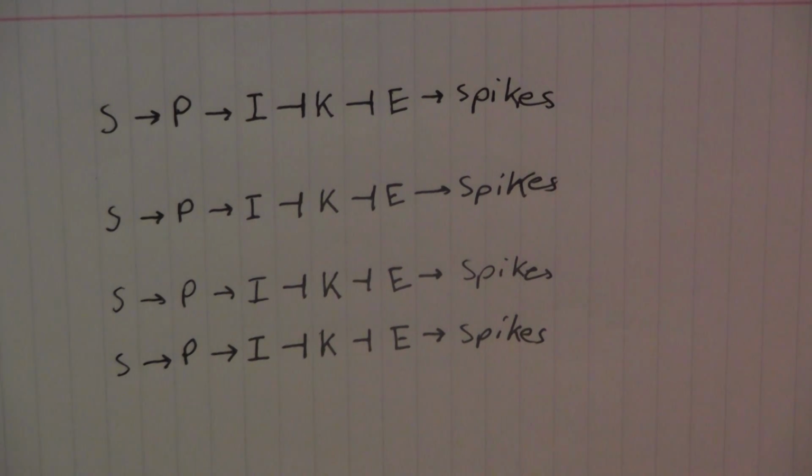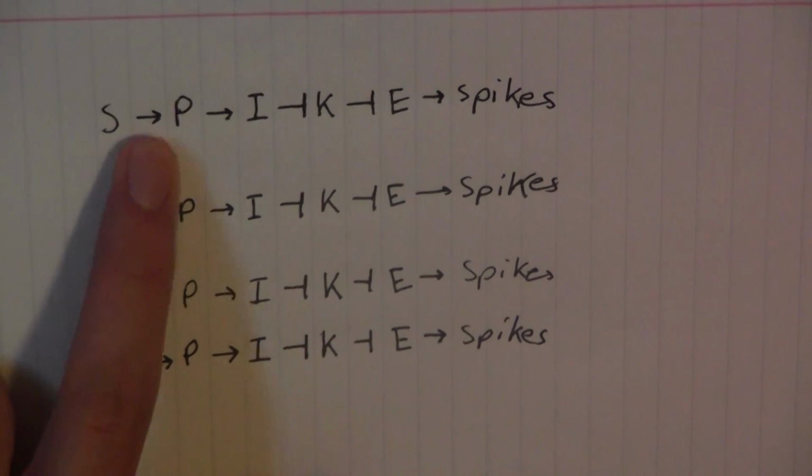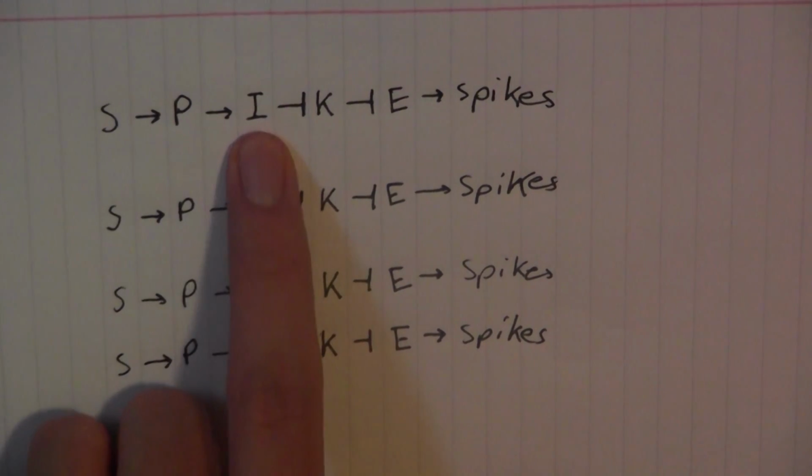So on the paper I have a hypothetical developmental network for the formation of spikes on certain cells of the ectoderm of a spiny beetle. As you can see, S activates P, and you can tell that it activates it because of the arrow, and then P activates I.